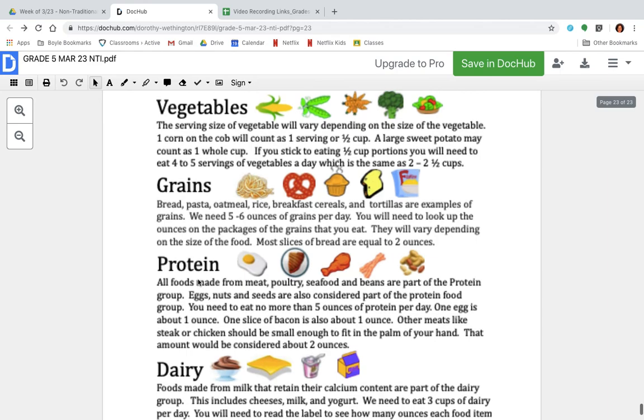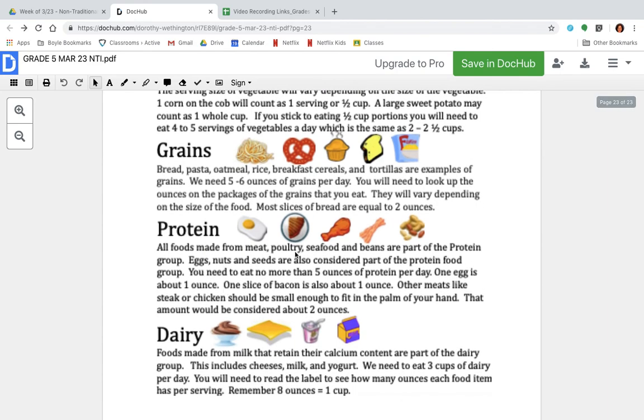Protein. All foods made from meat, poultry, seafood, and beans are part of the protein group. Eggs, nuts, and seeds are also considered part of the protein food group. You need to eat no more than 5 ounces of protein per day. 1 egg is about 1 ounce. 1 slice of bacon is also about 1 ounce. Other meats like steak or chicken should be small enough to fit in the palm of your hand. That amount would be considered about 2 ounces.